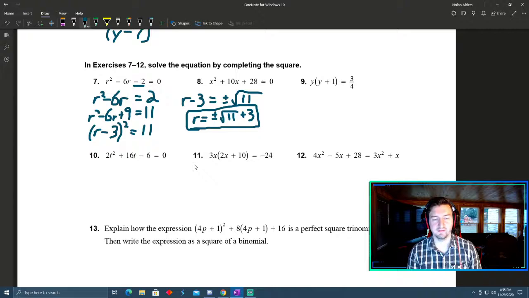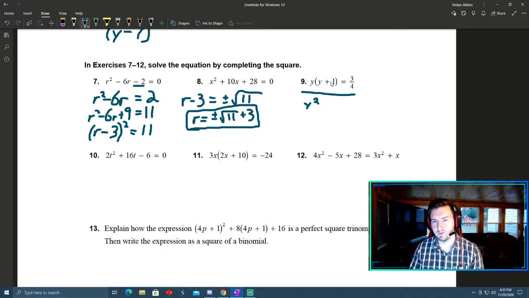So if you wanted an exact answer, you could take the square root of 11 and add it to 3. Or take the negative square root of 11 and add it to 3, and you would get your two answers. Now for problems like this over here, I would go ahead and multiply out your terms before you begin. So I would do y times y is y squared, and y times 1 is y equals 3/4. And then you're in a place where you can complete that square.